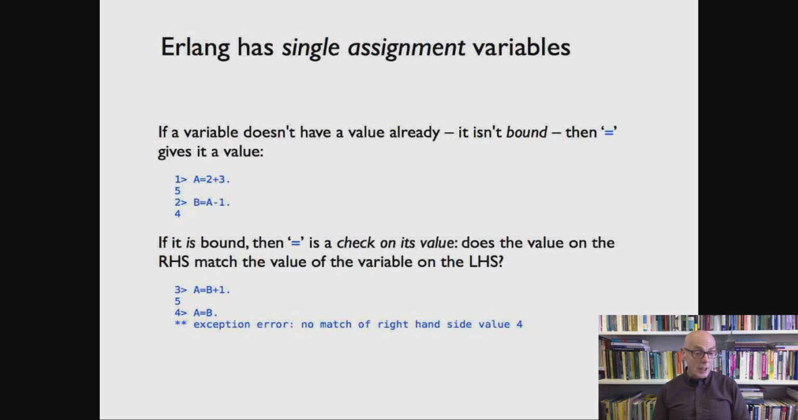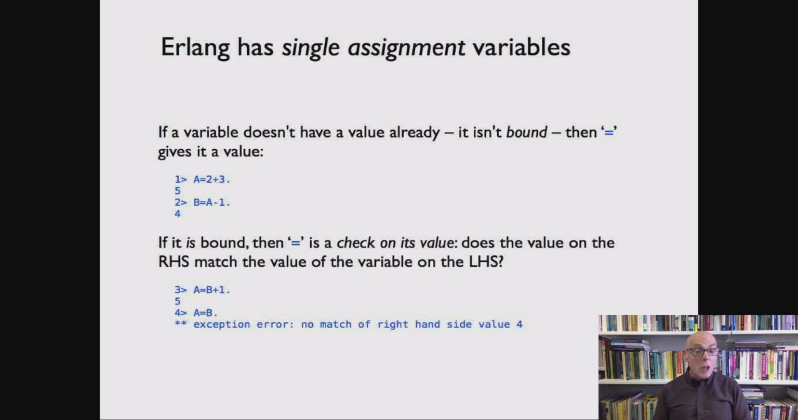But if we say a equals b, we get a failure because there's been no match of the right-hand side value. b is 4, and we're trying to match that with the variable a, which is already 5. So these variables are, if you like, single assignment. They are bound once, and once they are bound, they can then be used to match against. We can check whether a new value, something we've evaluated, has the value that that variable already is.